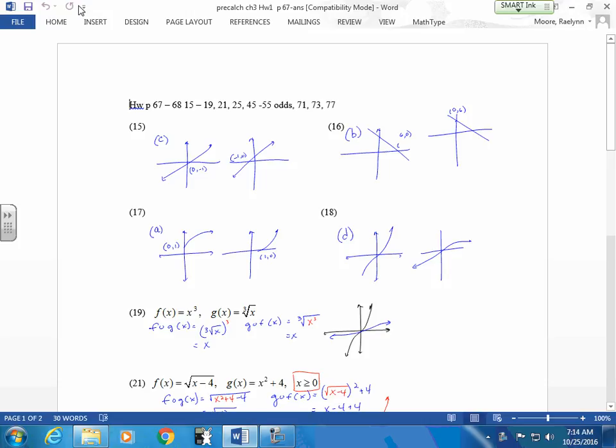So you had to match up the graph to the inverse. A good place to start is pick a point and interchange it and see if that helps you get there. So 15 was C, 16 was B, 17 A, and if you want to, kind of imagine your line here, your y equals x line. Take this point, put it here, you'd kind of see that one go like that.